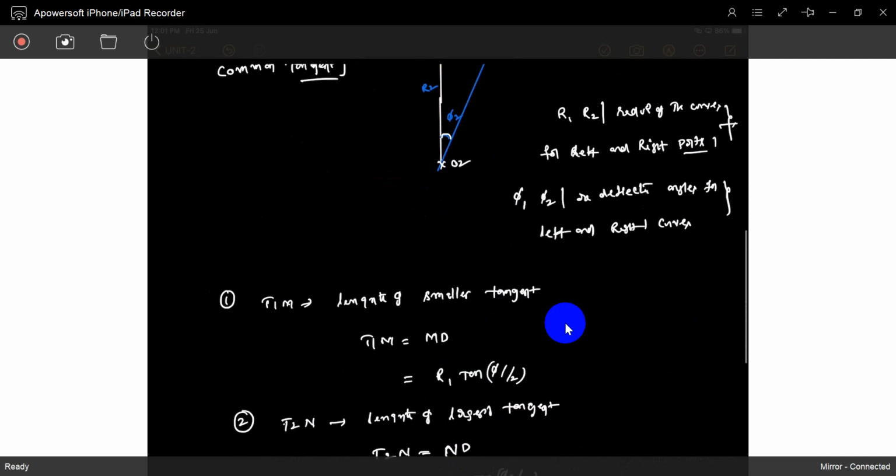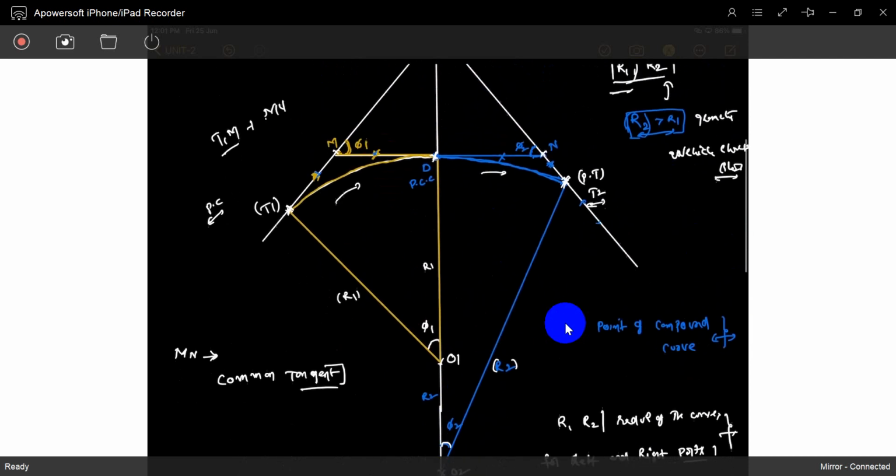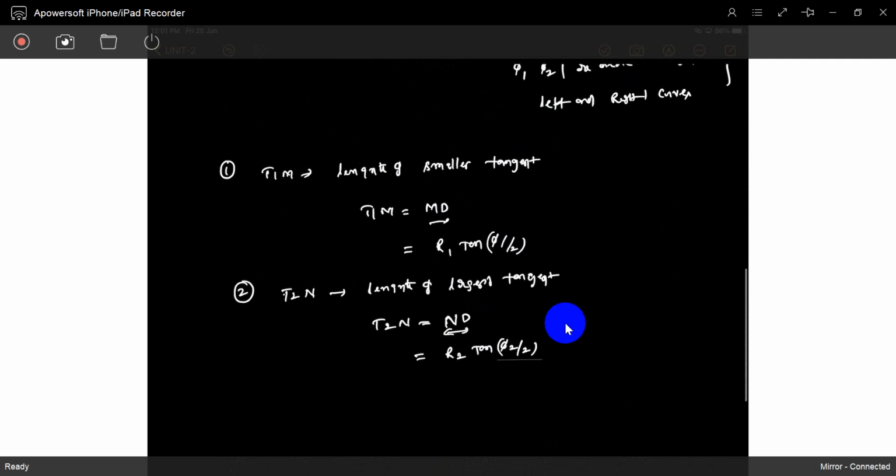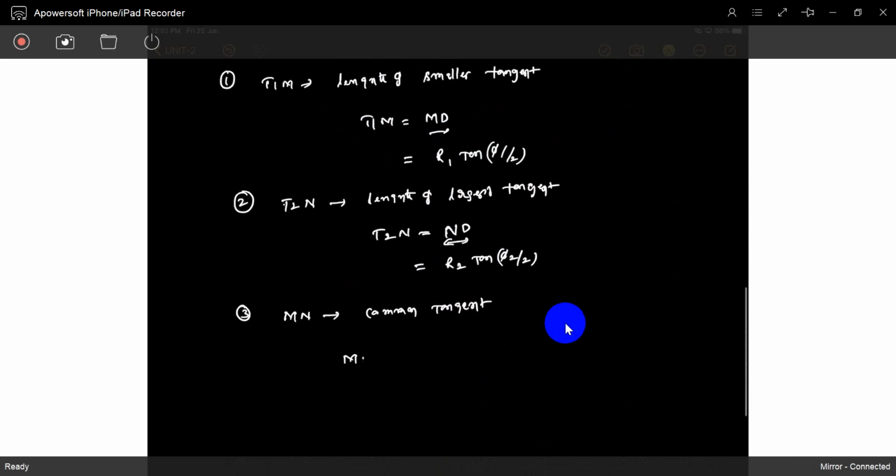You know md and you know nd. So what is the value of mn, the common tangent length? For the total compound curve, what is the tangent? Mn is the common tangent. So write it: common tangent length mn is equal to md plus dn, that is R1 tan phi 1 by 2 plus R2 tan phi 2 by 2. That is mn, the common tangent length.